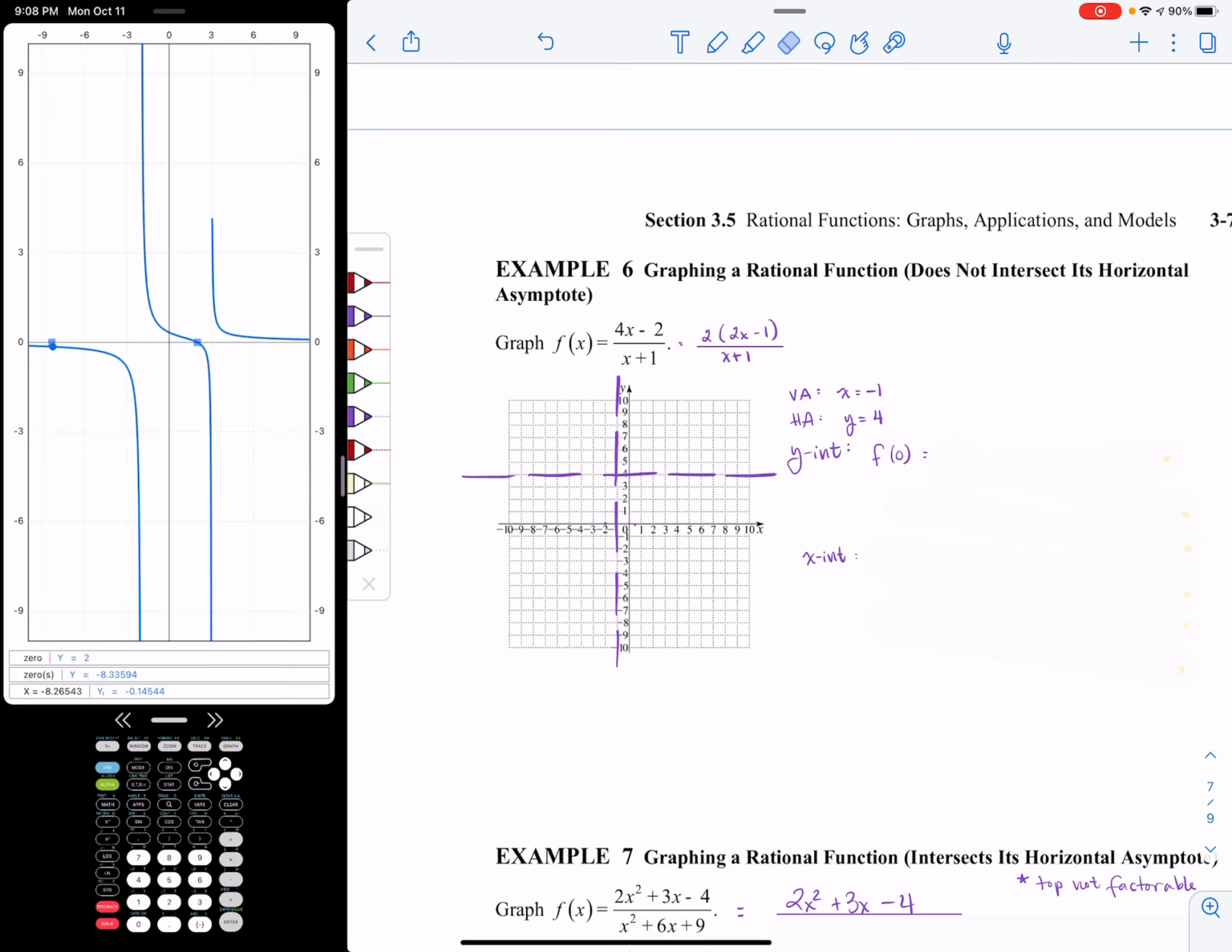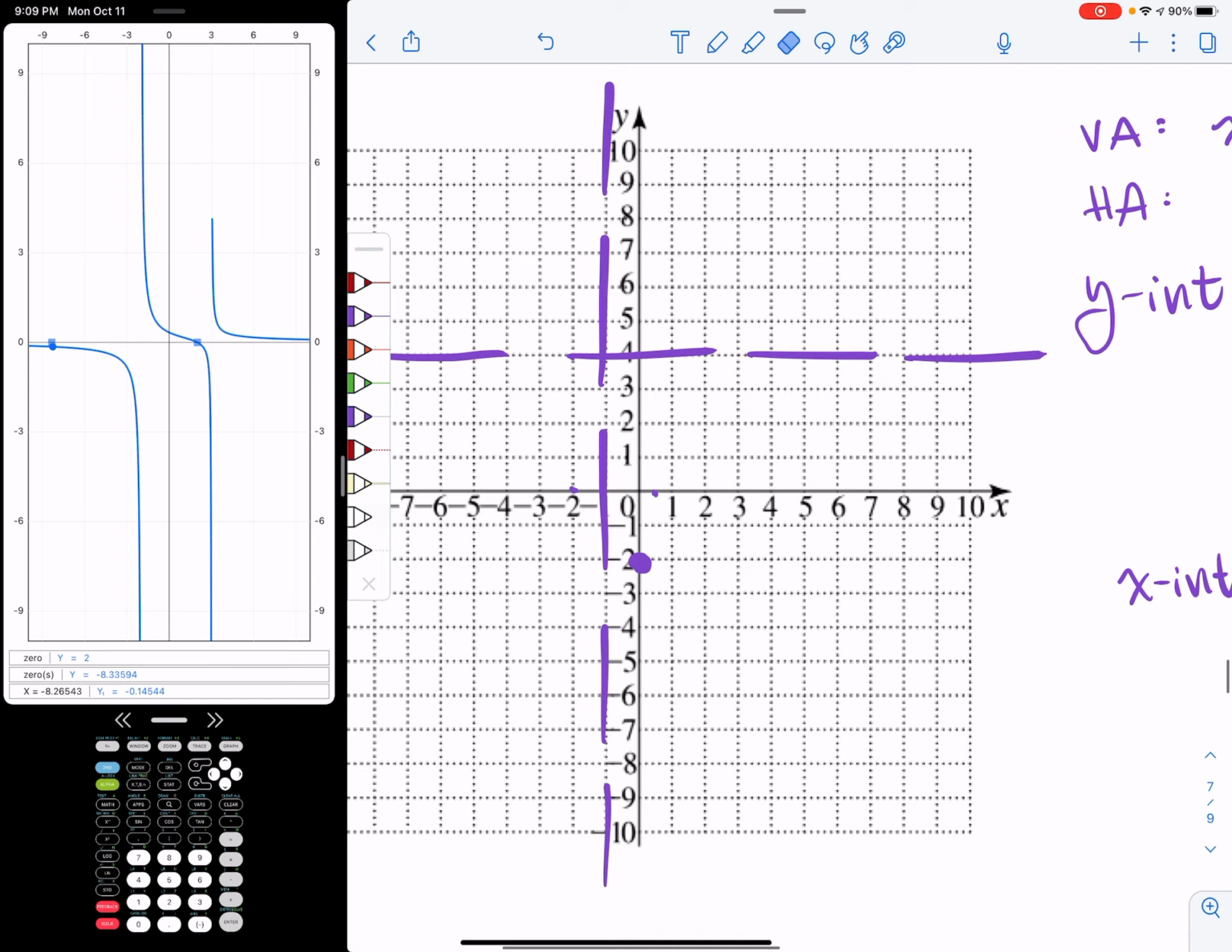My y-intercept occurs when I plug 0 in for x. And this is going to give me the value of -2. So my y-intercept then is going to occur at (0, -2). And then my x-intercept, whatever makes the top 0. So when I look at that, it's whatever makes 4x minus 2 equal to 0. So when I solve that little equation, I'll get x equals 1/2. So my x-intercept is going to be (1/2, 0).